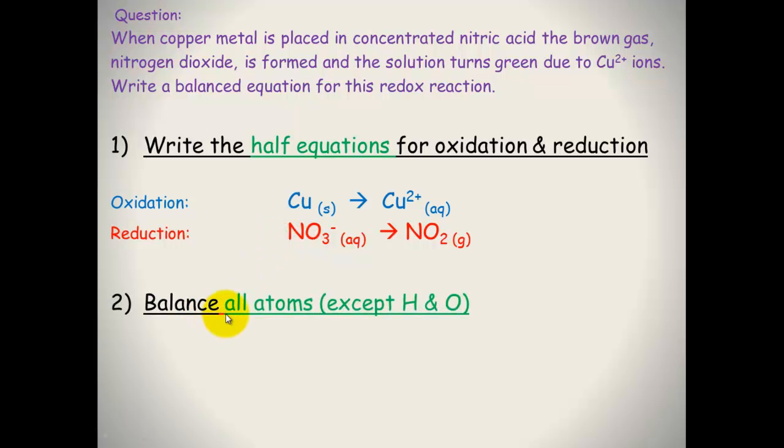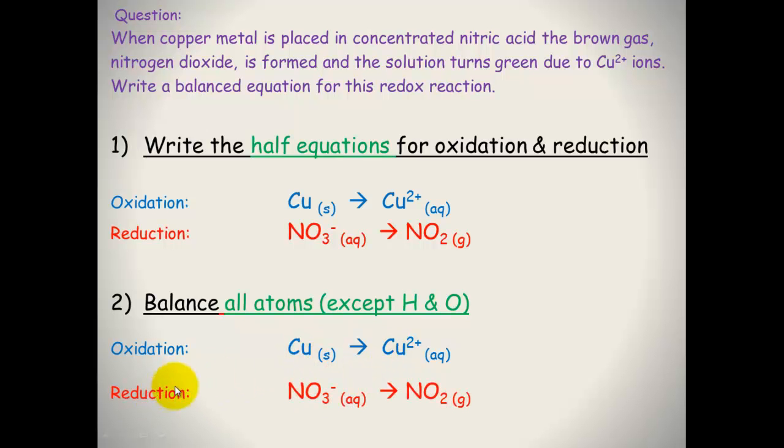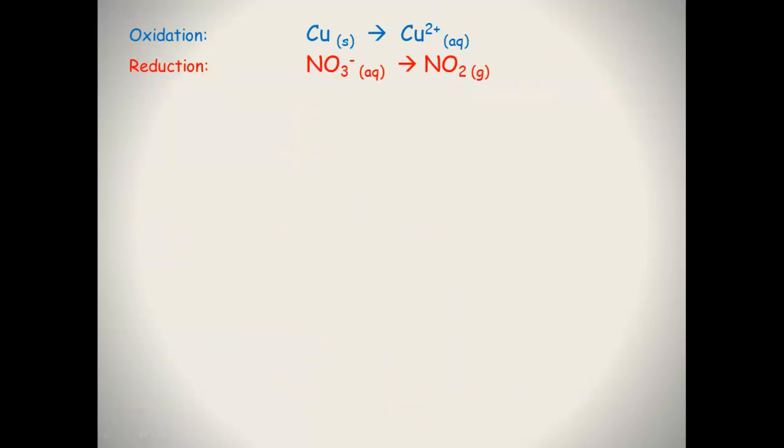Step 2 is to balance all of the atoms except for hydrogen and oxygen. Okay, let's look at copper. We've got one copper on that side and one copper on that side. So that's already balanced. Reduction reaction, we've got one nitrogen and one nitrogen, they're balanced. We don't worry about the oxygen because we're balancing all atoms except for hydrogen and oxygen. So these are already balanced, so we can move on to step 3. So there's our two half equations.